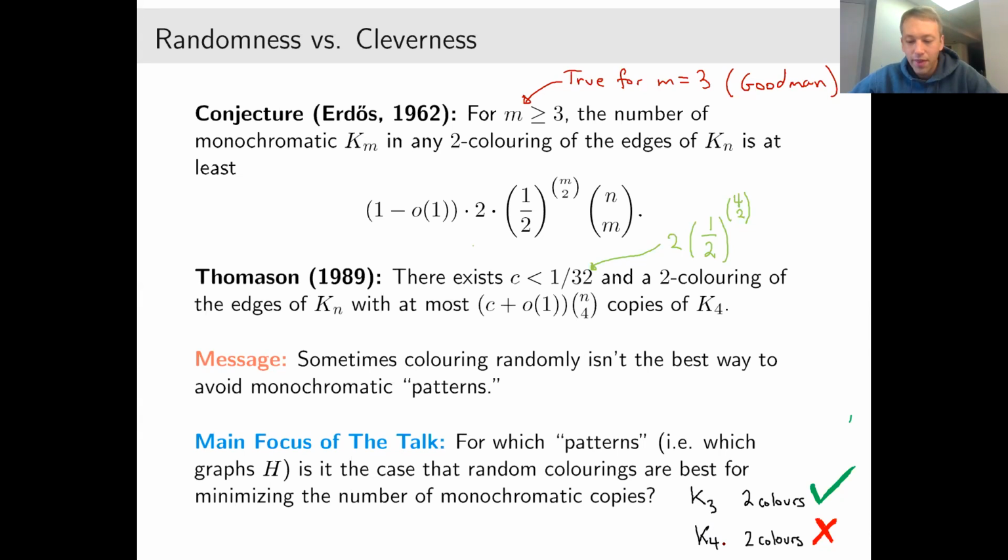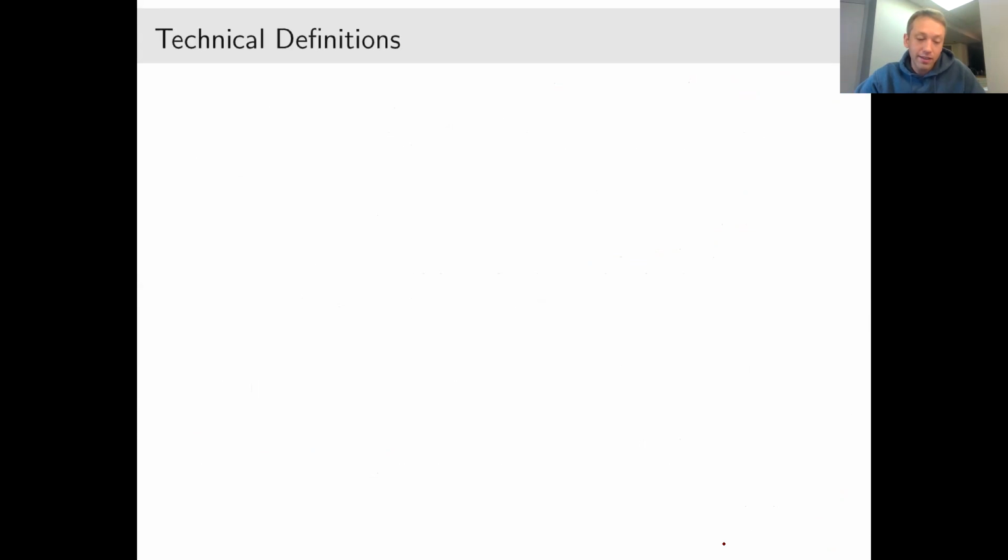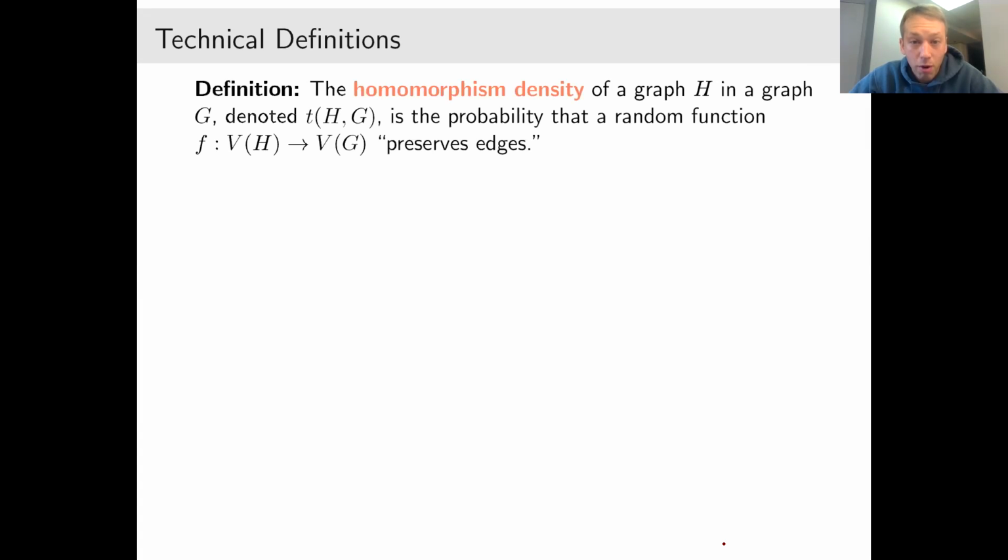So one thing I have to address here is, what do I mean by a copy? In the case of counting cliques, it's clear what a copy is, say of a triangle. But when you have another type of graph, we have to think about, are we talking about labeled copies, unlabeled copies, and so on. So the way I'm going to measure the number of copies of a graph in another graph is in terms of the so-called homomorphism density. This is a way of measuring how frequently a graph appears in another one.